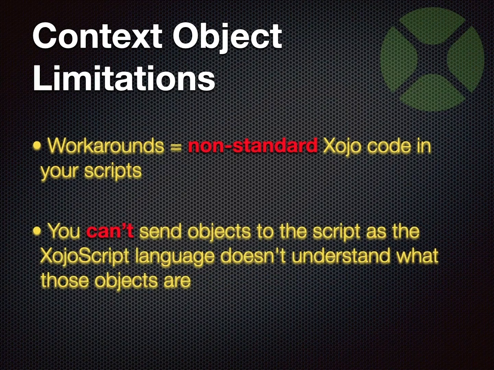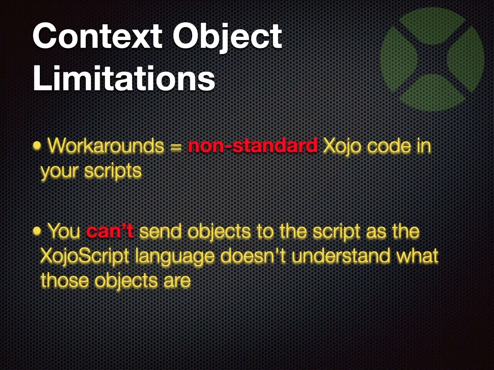The bigger problem, though, is there's no way to send these unknown objects back and forth between the two. So even though you've now got a system, the context object, that can send information back and forth, you can only send basic data types. You can send strings, integers, things like that, but you can't send, say, a folder item because, again, XojoScript doesn't know what a folder item is, right? So that's kind of a bigger problem.